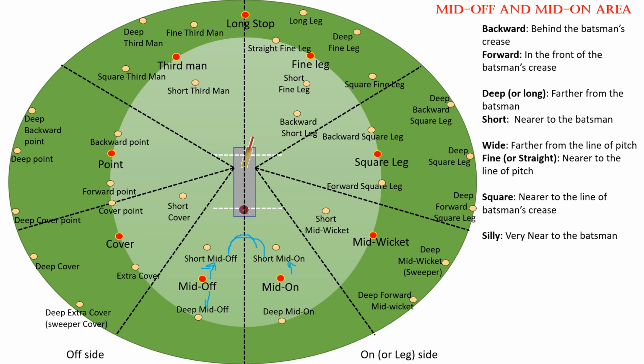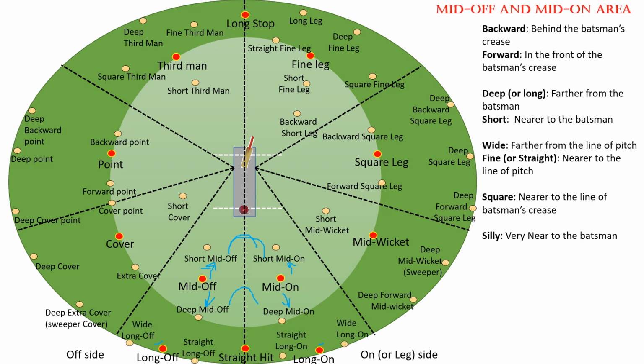Similarly, moving towards the boundary, we get the deep mid-off position, and if we move towards the boundary on the on side, we get the deep mid-on position. Again, both these positions appear to be mirror images of each other. There are 3 other very important positions. One is the straight hit, which is exactly behind the bowler's stumps on the non-striker side, and then the other 2 are the long off and long on positions.